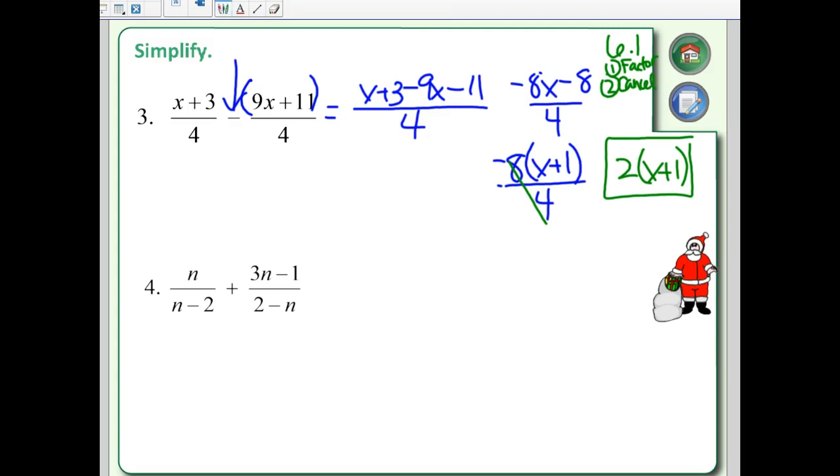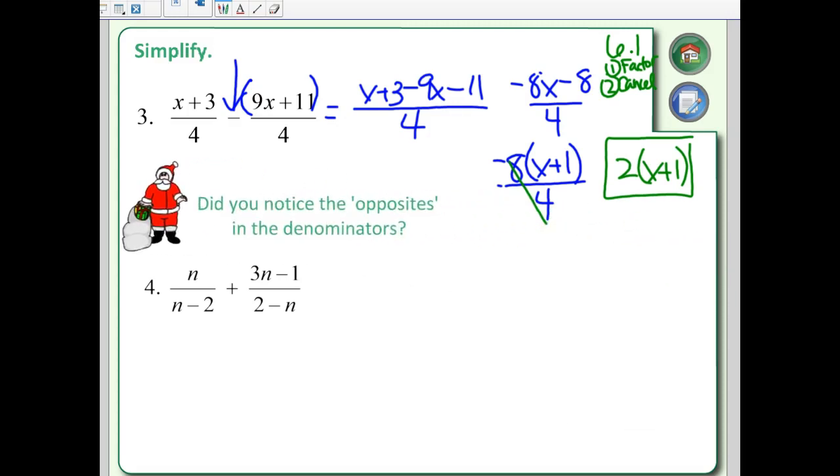All right. Now, let's look at number 4. Look at those denominators. Do we have a common denominator? Oh, they're not exactly the same. Do you recognize what they are? Santa does. Did you realize I have opposites in the denominator? Do you remember what opposites are? Yeah, that's right. We've got subtraction and the letters and numbers switched. How can I make opposites be the same? Yeah, remember Mrs. Burton's -1 thing?